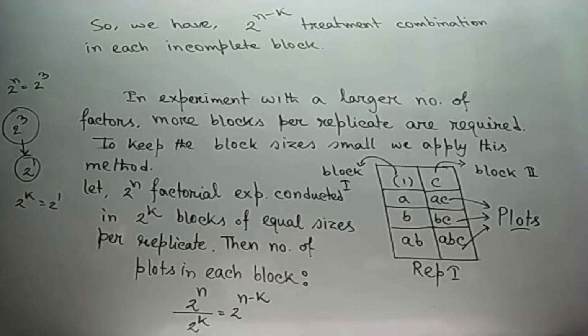Then each and every block will contain 2 to the power n minus k. Here n is 3 and k is 1, so 2 to the power 3 minus 1, that means 2 square. So each and every incomplete block will have 2 square, that means 4 treatment combinations. Simple.